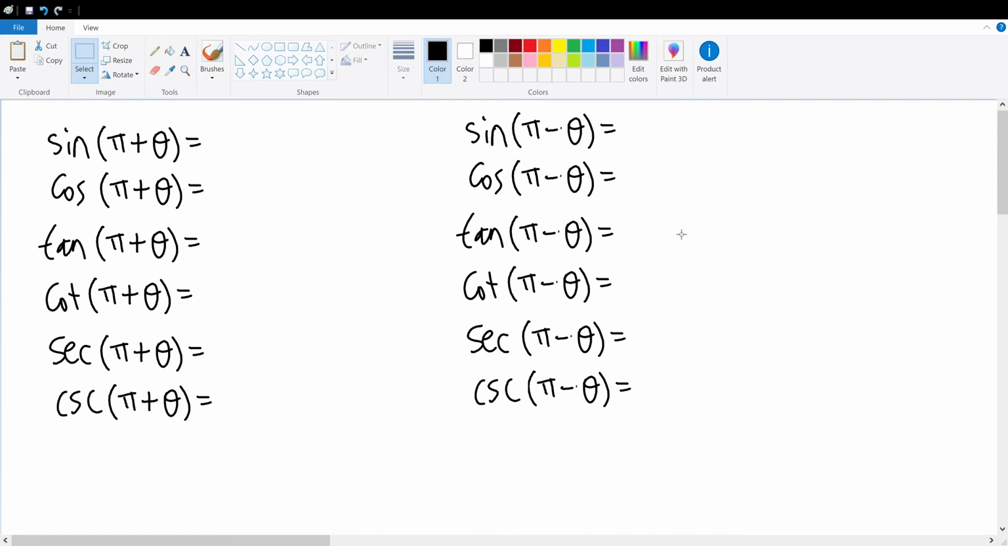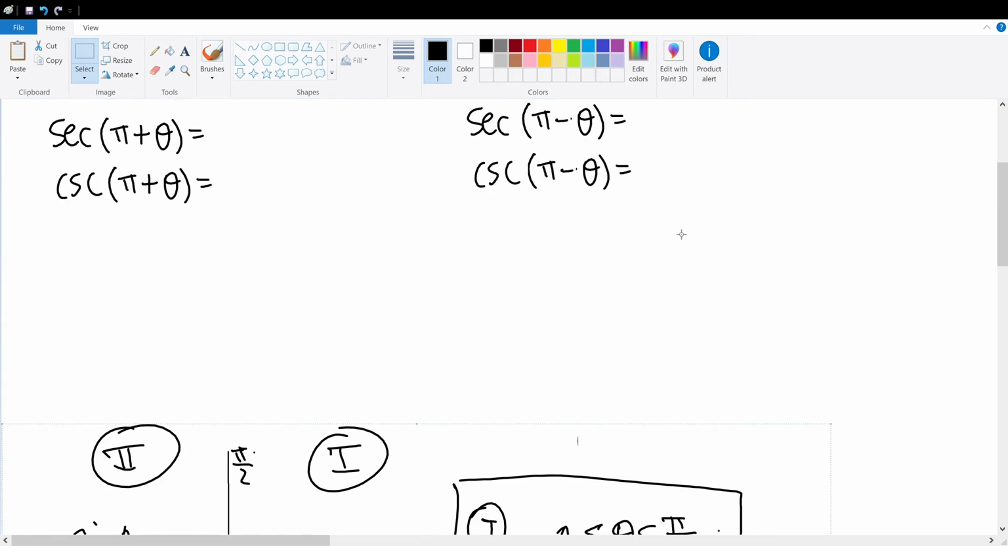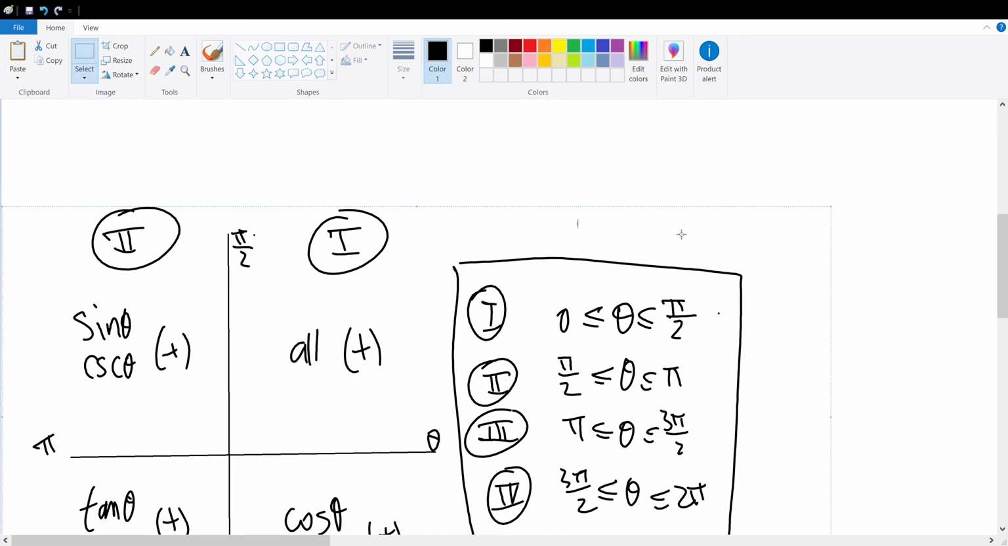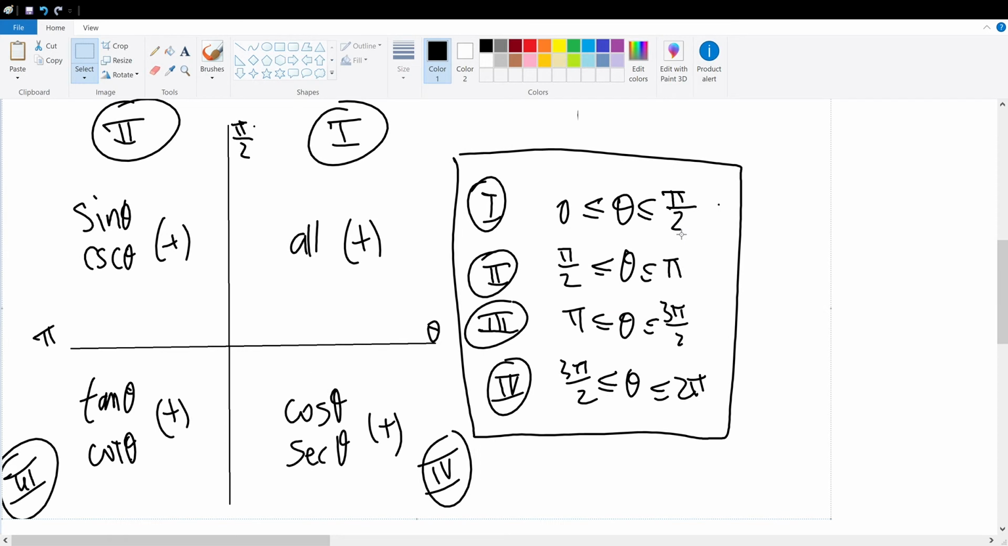Today we're going to be going over the supplementary property of trigonometry, where, just as we did for the complementary property, we're going to look at the quadrants for which each of the 6 respective trigonometric functions are positive or negative. We can see within the first quadrant, which is between the angles of 0 and pi over 2, all of the 6 respective trigonometric functions are positive.